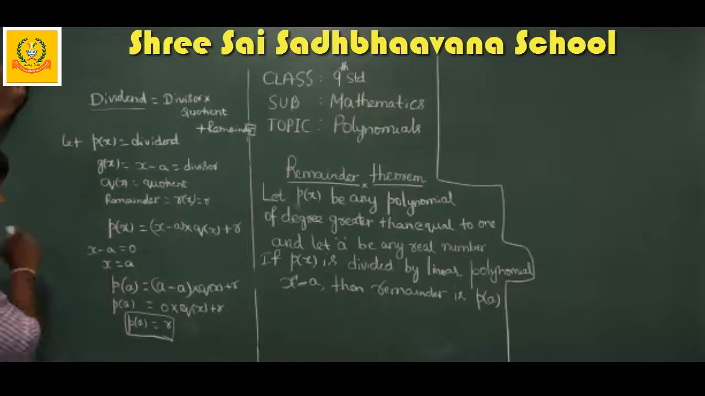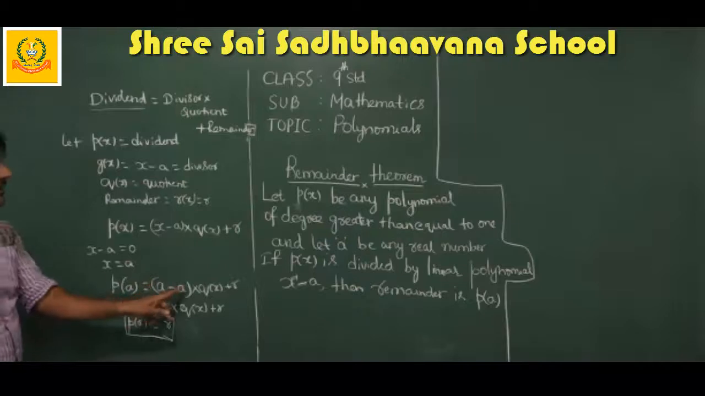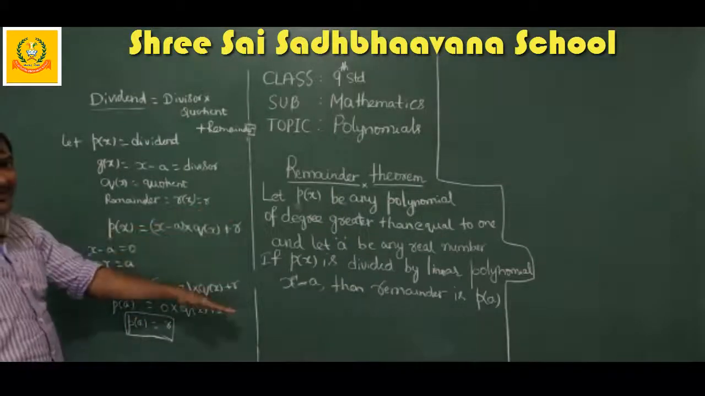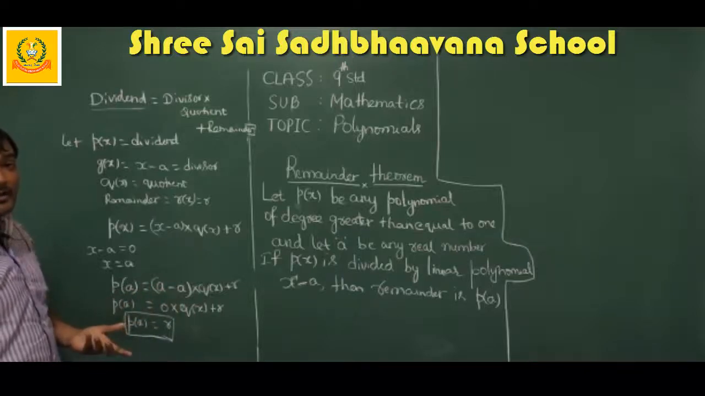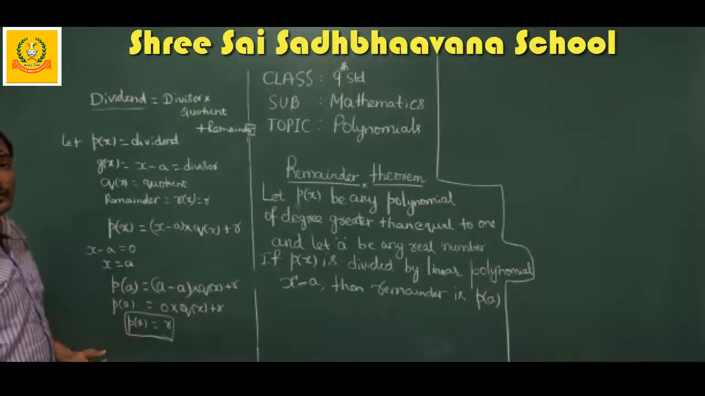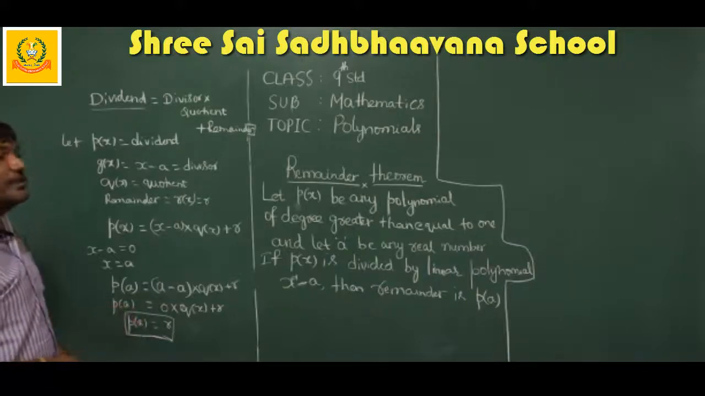Correct? Here x is there, so I substituted a. Again, in the place of x, I am substituting a. So it will become a minus a, and the remaining parts I retain as they are. So q of x, r. So a minus a, what is a minus a? Just like 2 minus 2. Obviously, it is 0. So 0 into q of x plus r. So we got P of a as r.